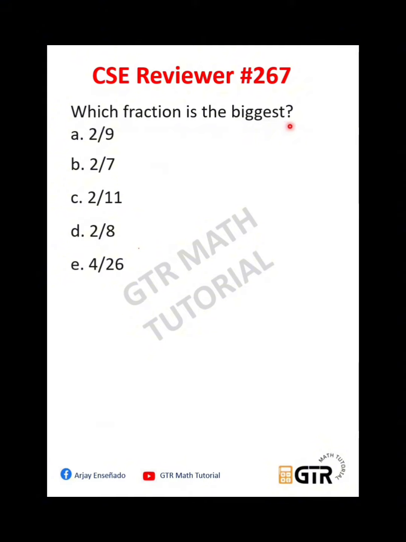Which fraction is the biggest? We have a rule in arranging fractions from lowest to highest. If all the numerators are equal, the biggest fraction is the fraction with the least denominator. So we need to convert letter E to a numerator of 2. We just divide both the numerator and denominator by 2. 4 divided by 2 is 2, and then 26 divided by 2 is 13.